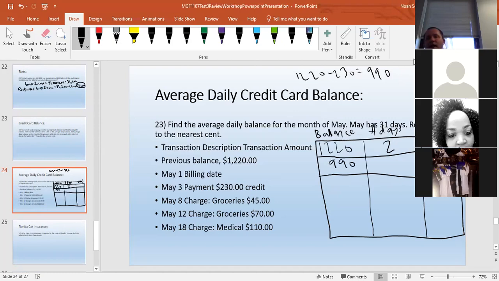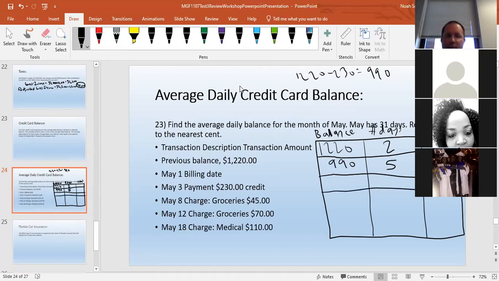Now the question is, how long was the balance 990? Well, May 3rd, May 4th, May 5th, 6th, and 7th. On the 8th there was a change in the balance on May 8th. So it was only 5 days that it was 990.